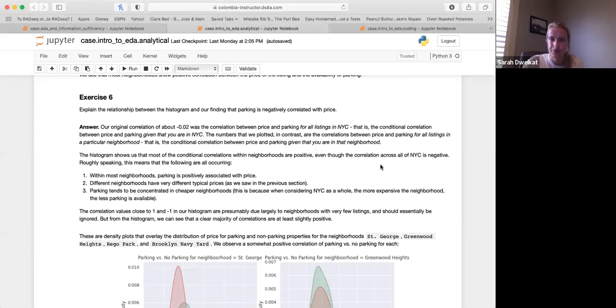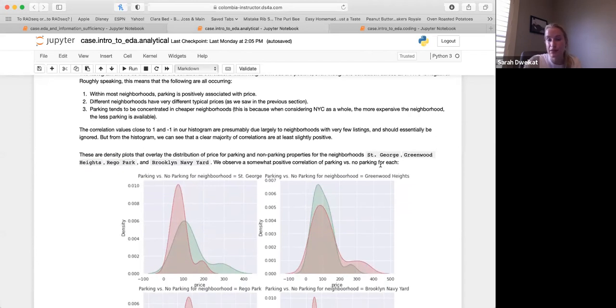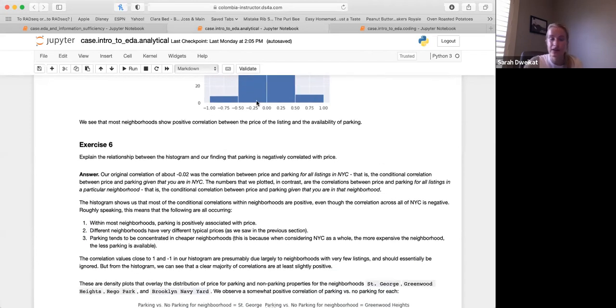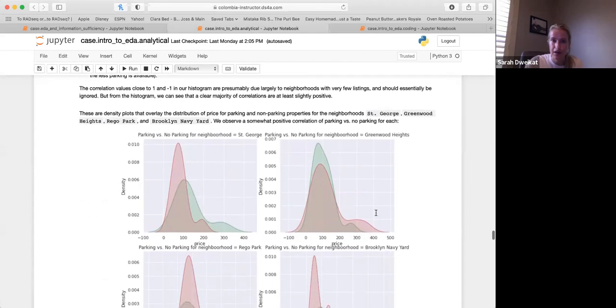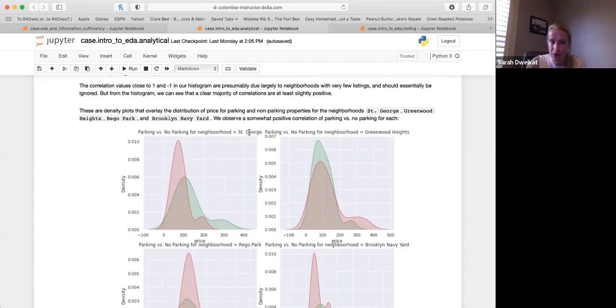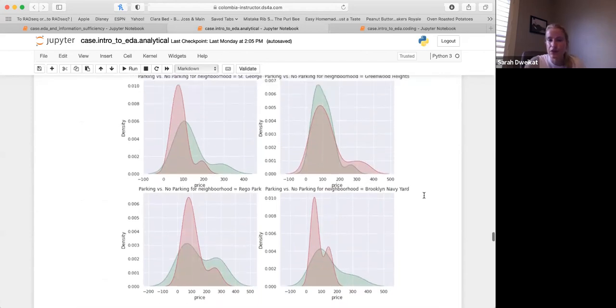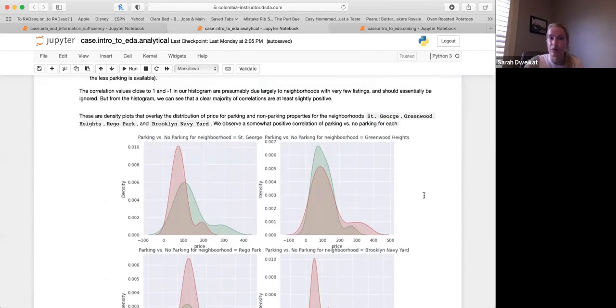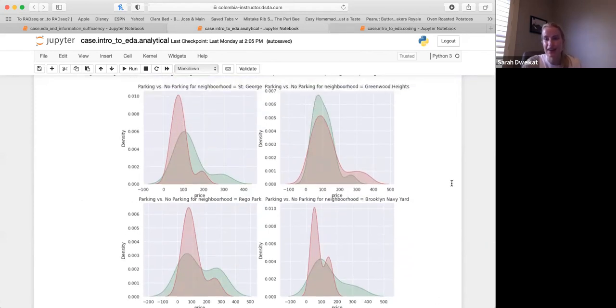The next thing that we wanted to do is, like I said, this was just a histogram of all the neighborhoods together. But if we pick out individual neighborhoods, here we're looking at St. George, Greenwood Heights, Brooklyn Navy Yard, and Rego Park. If we look at these density plots for parking, another good point is that we should have a legend again, but we don't see that here. Anyway, green is parking, red is no parking.